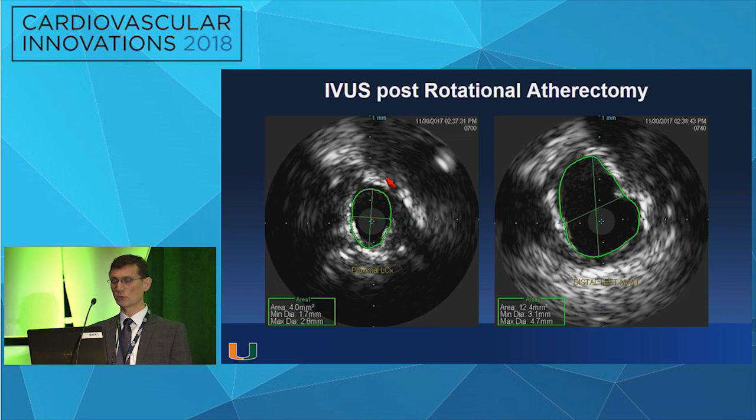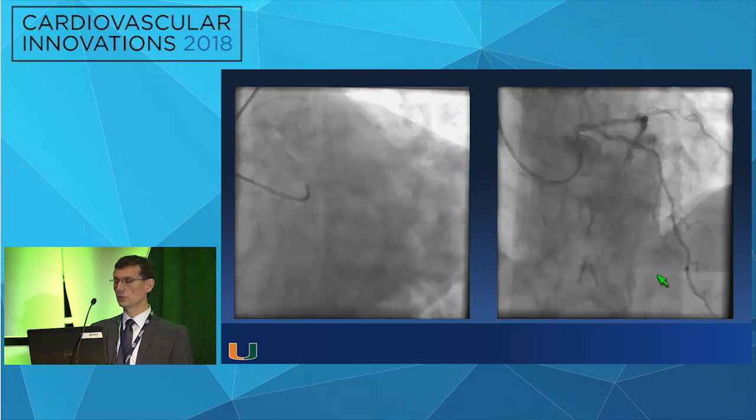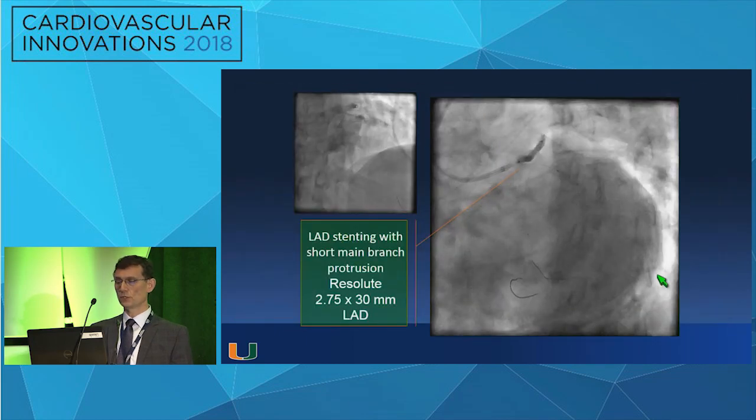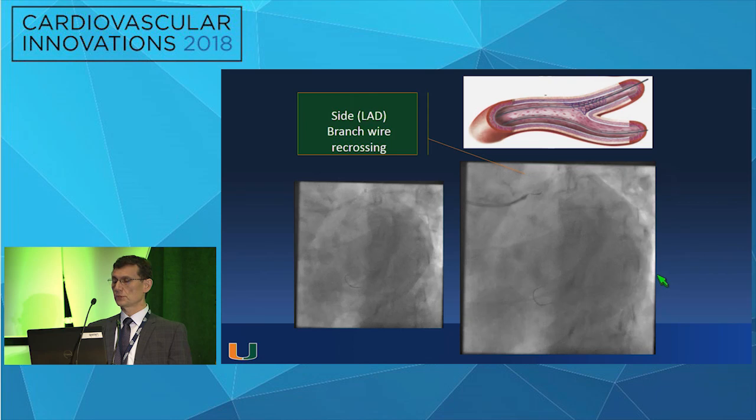We used the circumflex as our main branch because it was a little bit larger. So this is how severely stenosed the proximal circumflex was after rotablation. Then these are post-rotablation pictures. Then we initially did LAD stenting, and then we crushed the first stent. Lots of steps. These are very useful papers.